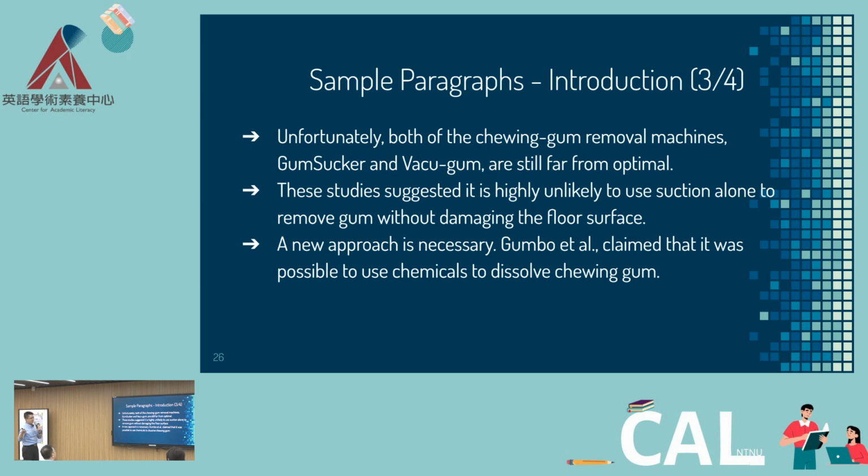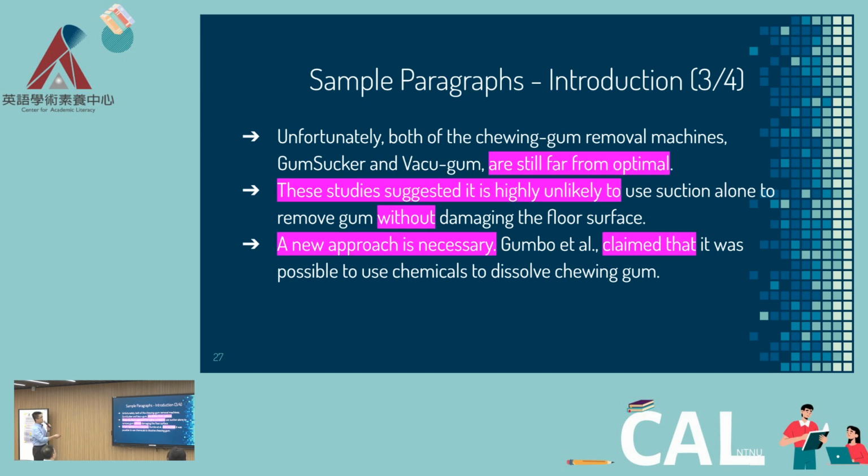Gumbo, and there are 3 or 4 others, claim that it was possible to use chemicals to dissolve the chewing gum. So let's see what kind of structure we can use here. Still far from optimal. Okay, not good enough. The second one is this study suggested it is highly unlikely. So you just comment on that literature, and then a new approach is necessary, and some people just present it or claim that some approach is possible.